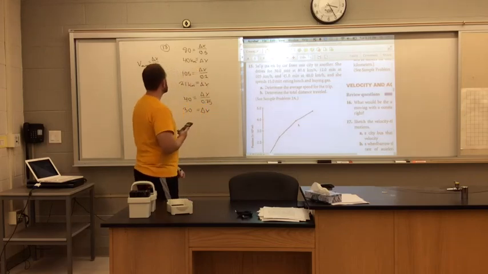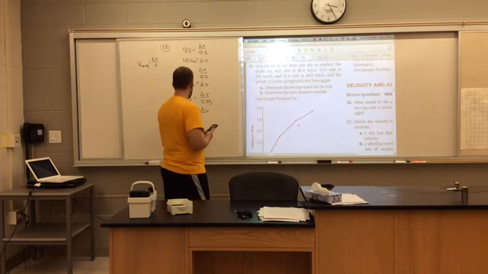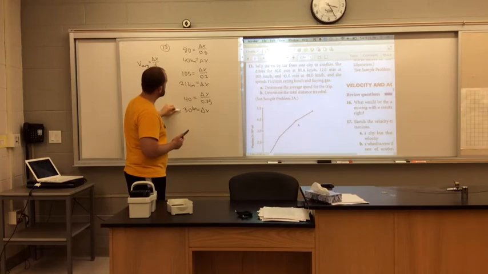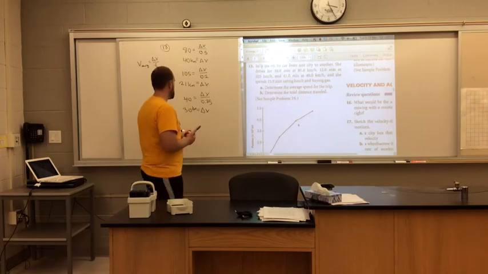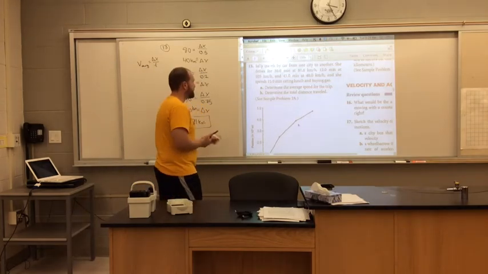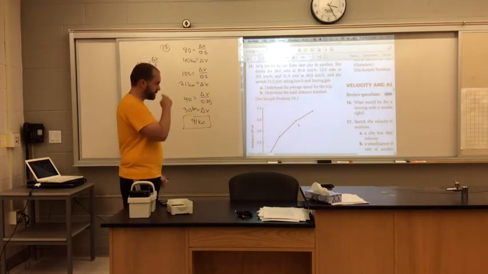Right? So she went 30 kilometers. She went 40 kilometers, then 21 kilometers, then 30 kilometers. 40 plus 21 is 61, plus 30 is 91. So she went 91 kilometers total. That's my answer to B. Determine the total distance traveled, 91 kilometers.